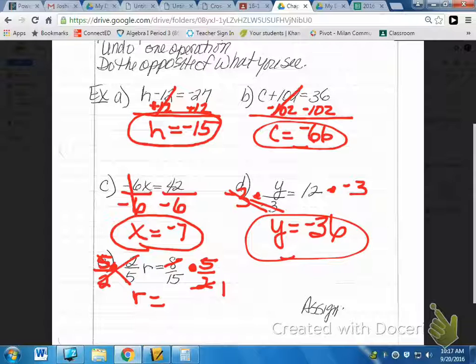What happens on the right? Okay, hold on a second. Let me change my color. The 2 becomes a 1 and the 8 becomes a 4. And the 5 becomes a 1, the 15 becomes a 3. All right, now what? R equals 4/3, and you definitely may leave it 4/3. We talked about that in algebra. You are more than welcome to leave it. In fact, we would prefer that you left your answer 4/3 instead of changing it.